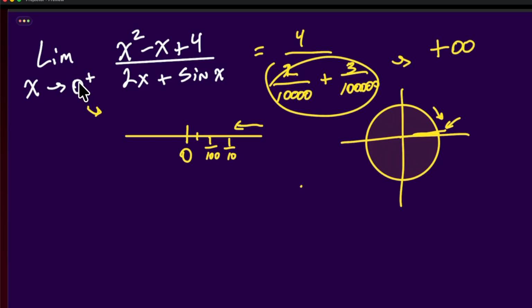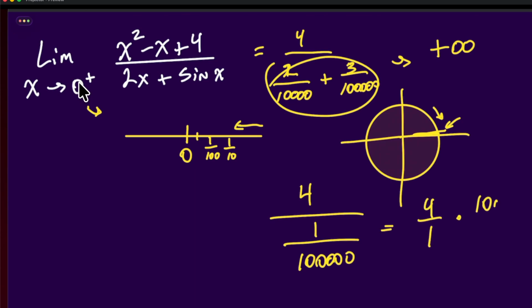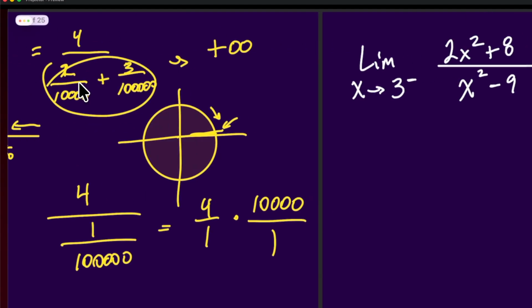For example, let's say you had 4 over 1 over a huge number like this. So that's going to be 4 over 1 times something like this. Keep change flip, and you're going to get positive infinity.